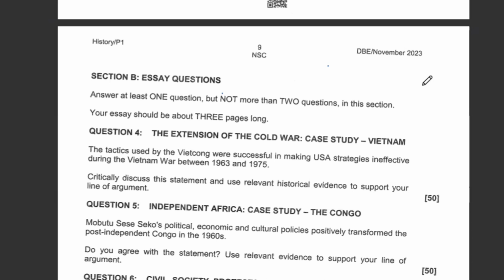I think we have addressed the basic components which are required in an introduction. We have adopted a line of argument. We have shown our side of the argument. We are approving the statement that the tactics used by the Viet Cong were successful and made USA strategies ineffective. And we have given a reason as to why we are saying that. We have highlighted some pieces of historical evidence on the tactics used by the Viet Cong.